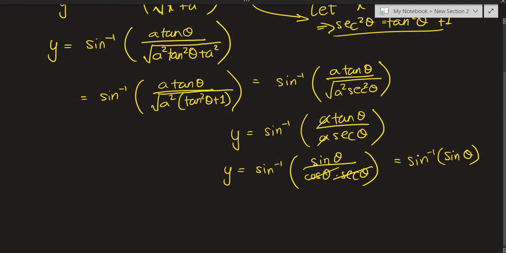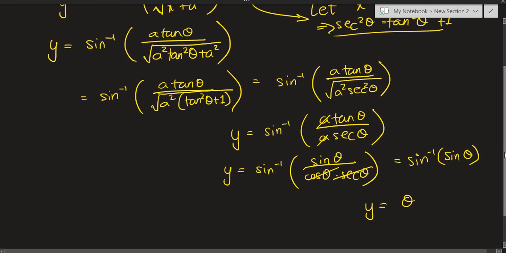But if you have the inverse of a function containing the function itself, you end up with the argument, or theta in this case. So it's basically like the sine inverse and the sine are going to cancel each other out. You end up with theta. But theta is a variable of substitution, right? We only know x's and y's. So let's back substitute now.